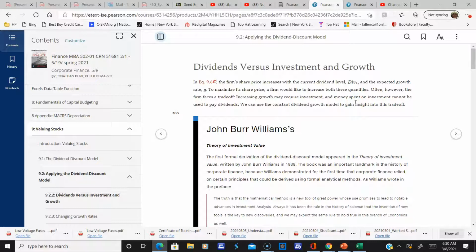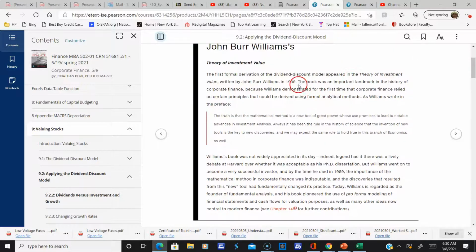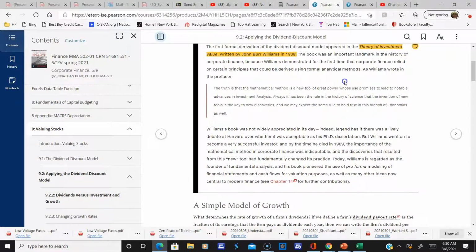So you can look at insights into this trade-off, and there's a whole section here which I'm not going to go into, but the theory of investment value. And this is a famous book from 1938. So you can read it if you want. You can get the book, and so corporate finance has been developing over 100 years, right?